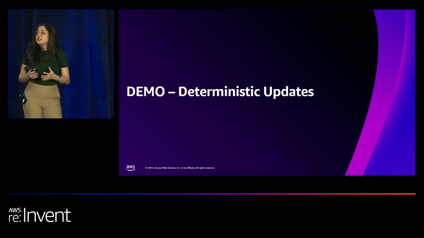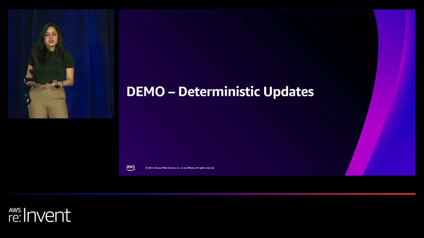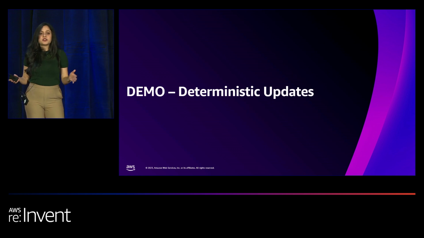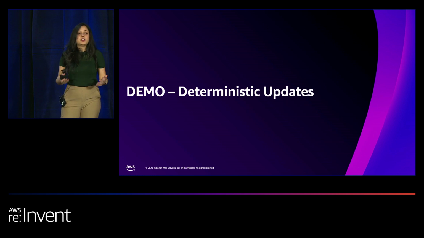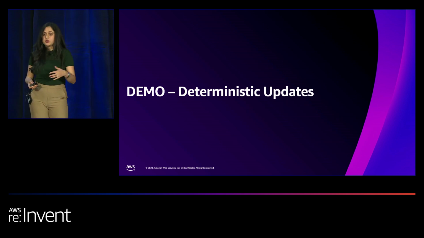Deterministic updates is a feature that is unique to Amazon Linux. We are the first operating system to introduce these capabilities, and the key benefit of this is, as the name suggests, it makes your updates more predictable. It also helps ensure you have a single consistent environment across your AWS infrastructure that you are running. This holds true even when you launch new instances within your system, and I'm going to take you through that.